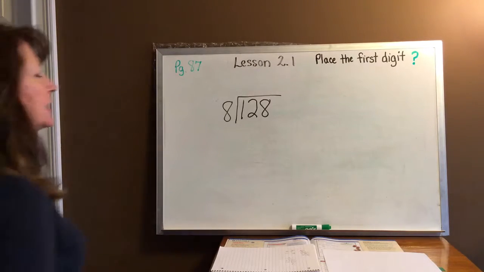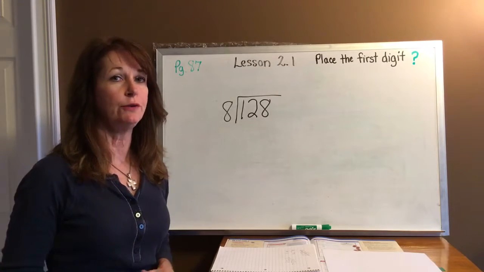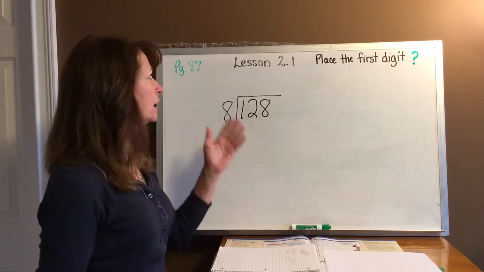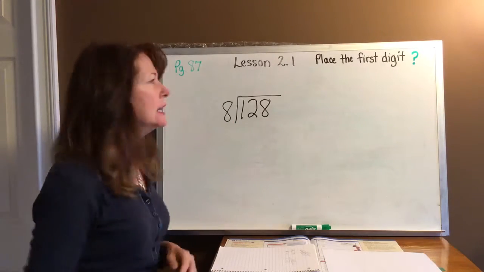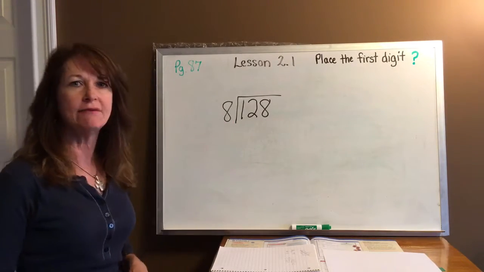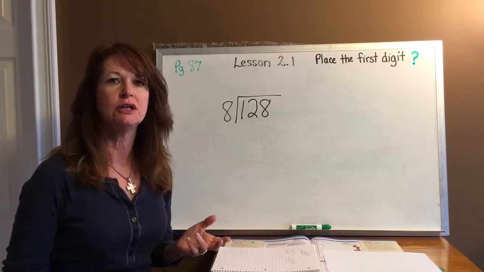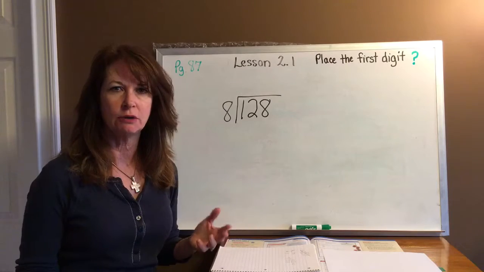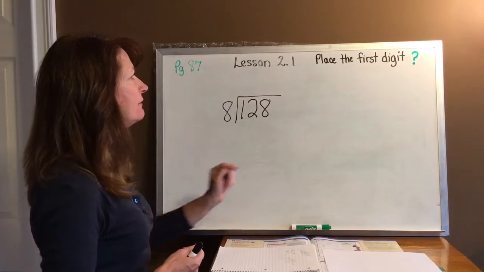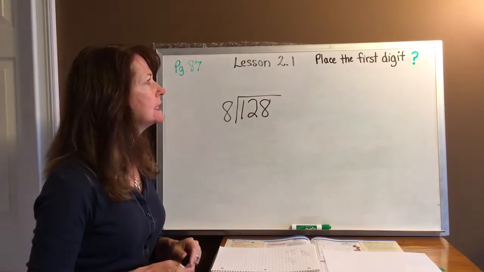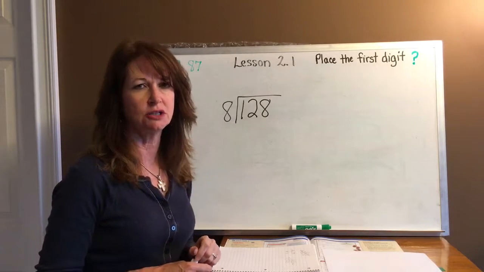All right, so here we go. This is the first hopefully helpful video for lesson 2.1, and we're on page 87 in your book. So make sure that you turn there and that you're following along so that this will make sense to you, okay? We're on page 87, and the title of the lesson is Placing the First Digit.